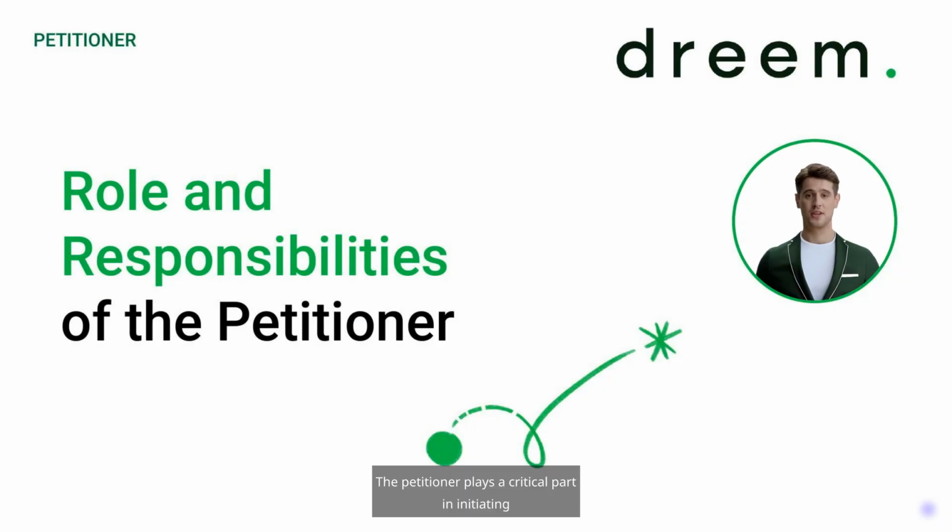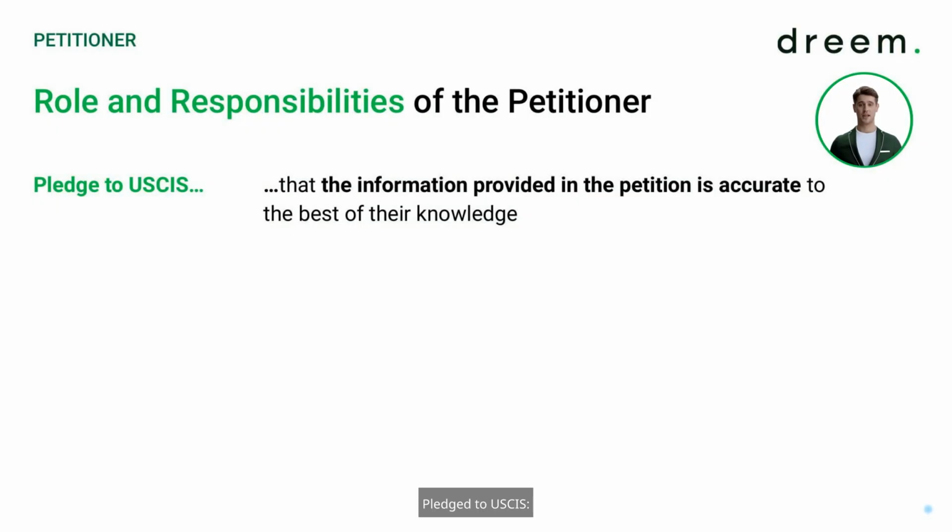The petitioner plays a critical part in initiating and supporting the visa application on behalf of the beneficiary. Let's look at some of their key duties and tasks. Pledge to USCIS. The petitioner's main responsibility is to confirm to USCIS under oath that the information provided in the petition is accurate, to the best of their knowledge. This commitment is a key aspect of the process.